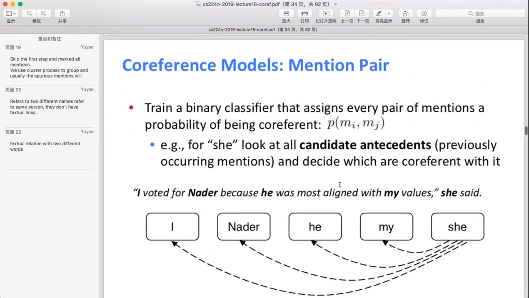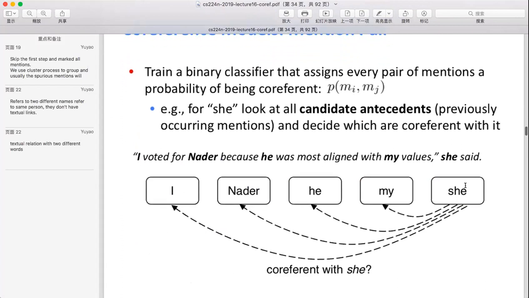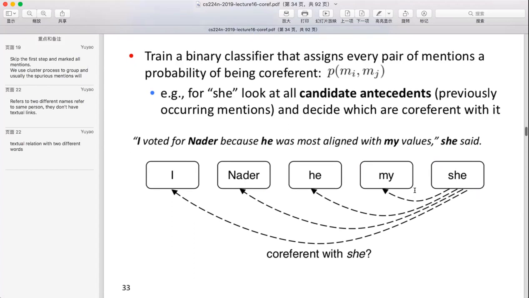Step 1 is we find all the mentions. Of course, like I, Nader, he, my, she, it's all the mentions. And when we see these 5 words, we need to pair them. For example, with she as an antecedent, we pair my with she, he with she, and so on. Just create all the possible pairs with she.